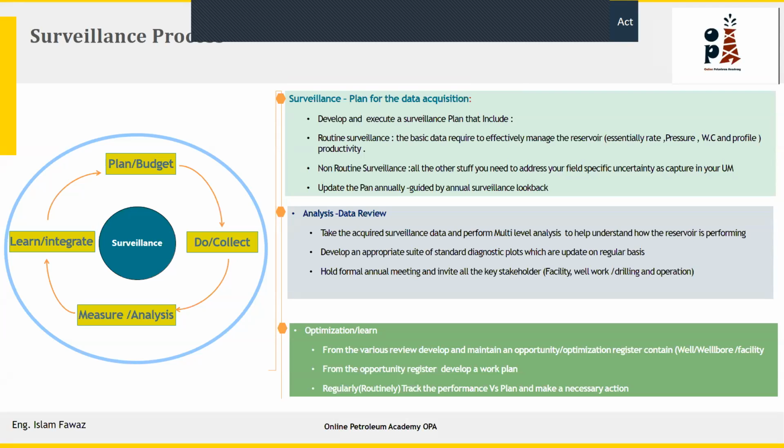By the end of the data analysis, you hold a formal meeting with your stakeholders: facilities, workover, drilling and operations, and detail what we are performing and what we need to enhance the performance of the surveillance. After that, we optimize and learn from the data in order to produce the work plan for your fields.